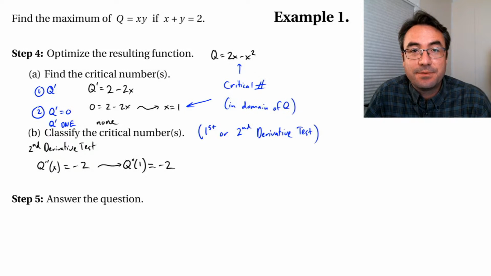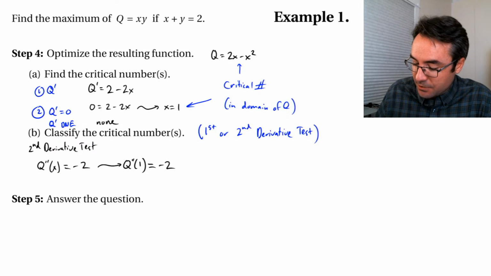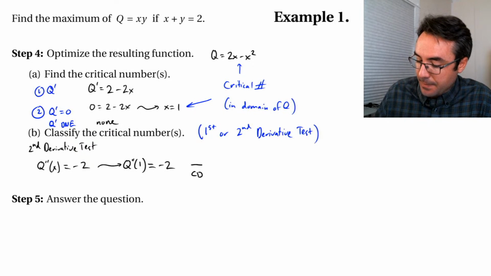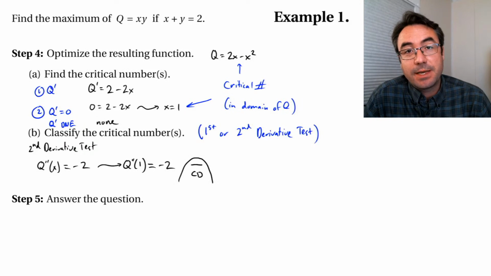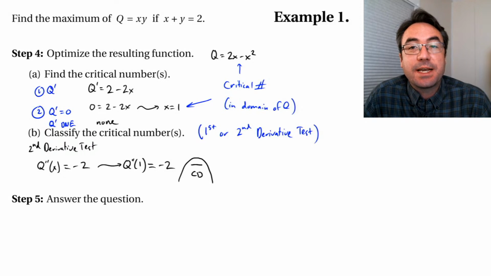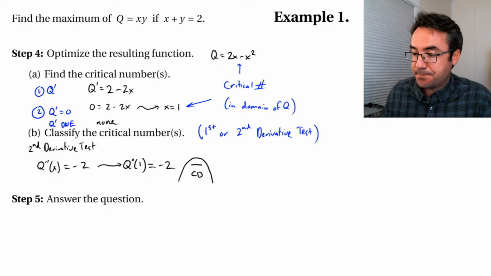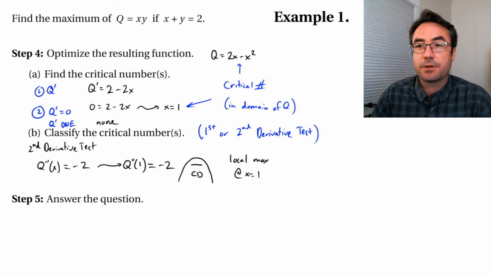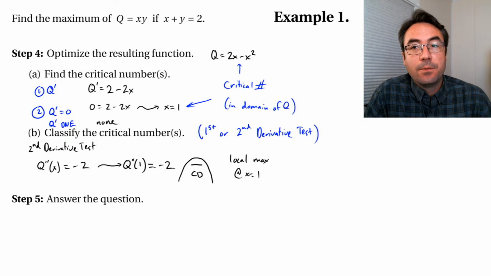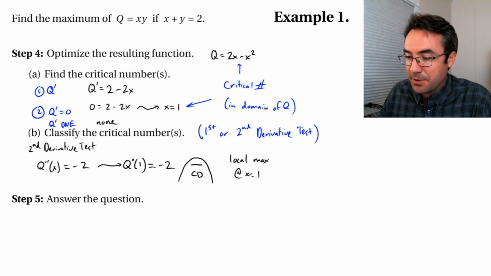What does the second derivative test say? When the second derivative is negative, it means we have a concave down shape, something like that. And what the second derivative test tells us is we have a local max at x equals 1, at our critical number. Well, we can actually say a little bit more. We found only one critical number.